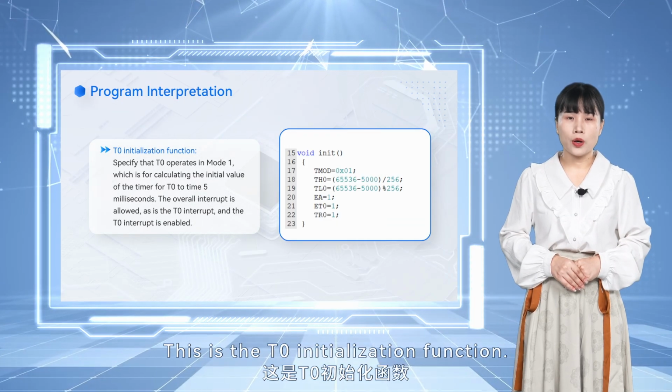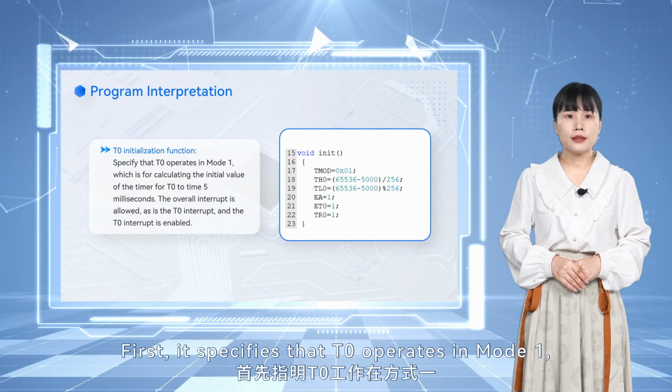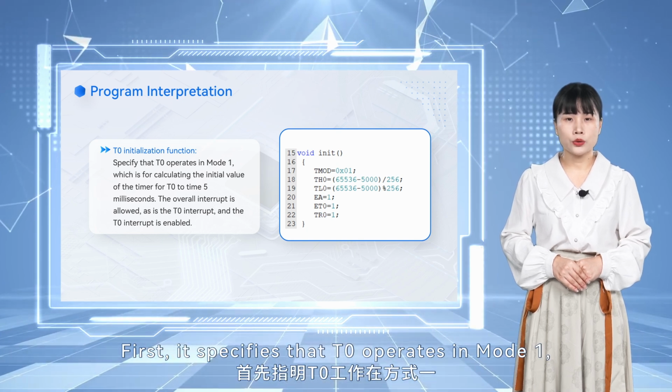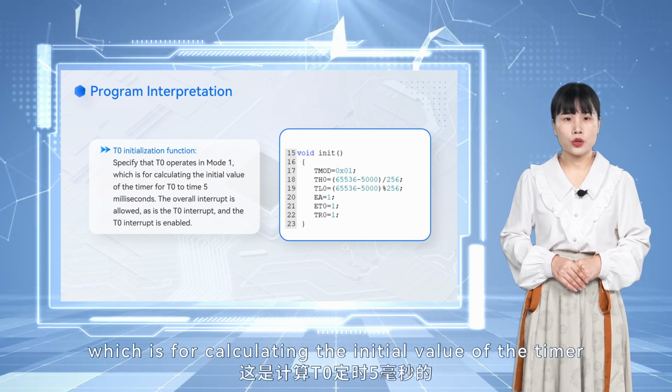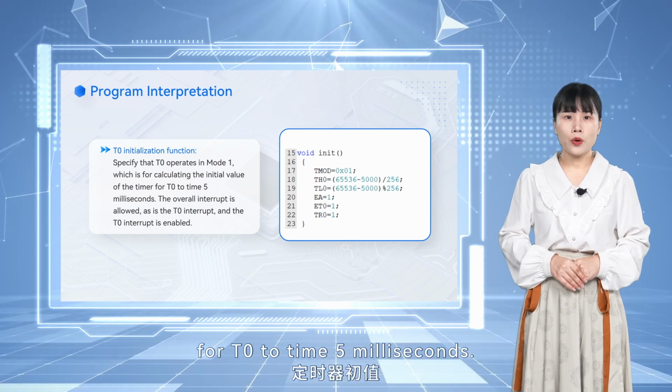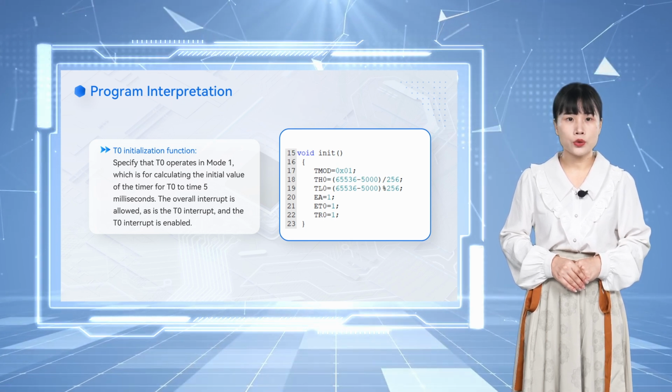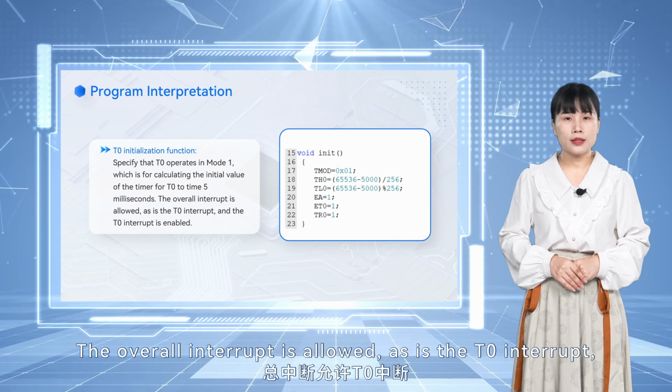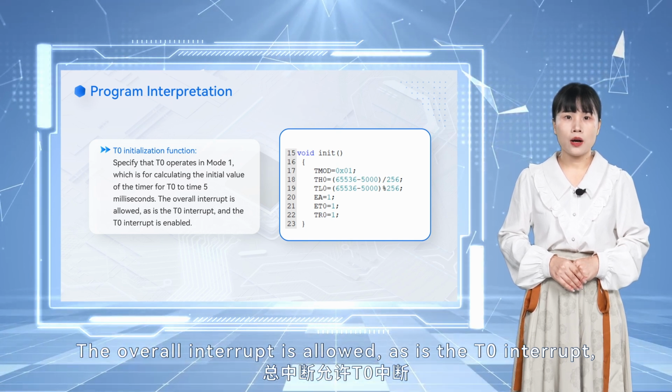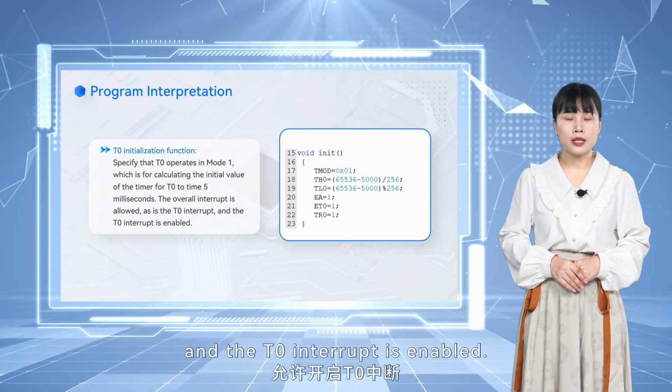This is the T0 initialization function. First, it specifies that T0 operates in mode 1, which is for calculating the initial value of the timer for T0 to time 5 milliseconds. The overall interrupt is allowed, as is the T0 interrupt, and the T0 interrupt is enabled.